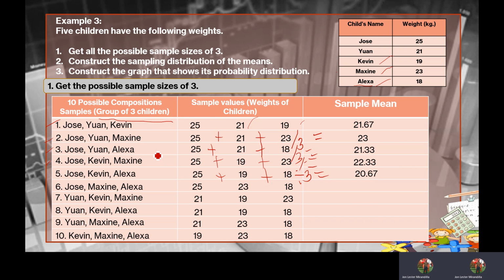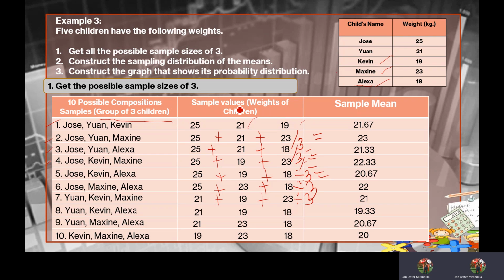Okay, same process lang din dito sa mga natitira. I-add nyo lang itong tatlong values, then i-divide nyo doon sa total values, which is 3. Dito sa ating 25 plus 23 plus 18, divided by 3 is equal to 22. Dito naman sa 21 plus 19 plus 23 divide 3 is equal to 21, 19.33, 20.67, then 20.